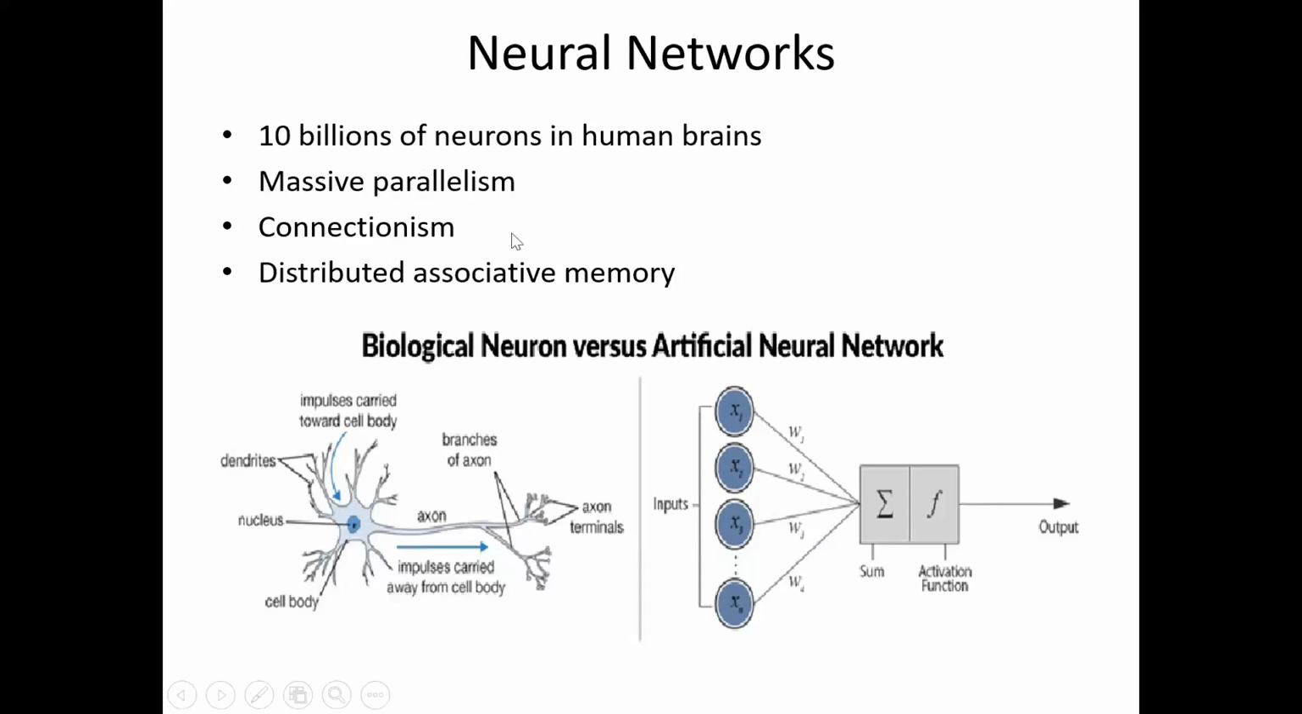Connectionism: they are interconnected, so one neuron is connected to another neuron. And distributed associative memory. There is no centralized memory. It is distributed but associative memory. Why is it called associative memory? Because one memory is associated with another.